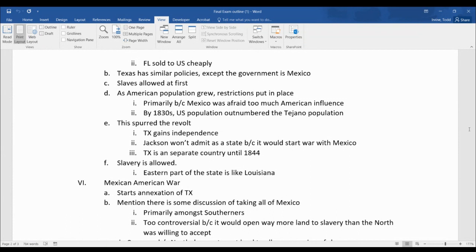Note that they wanted to come in as a state, but Jackson was the president at the time, and he would not do it because he didn't want to start that war with Mexico at that point. And Texas, of course, stayed as a separate country until '44. And of course, you want to make note that it was, in fact, a slave country in that period.